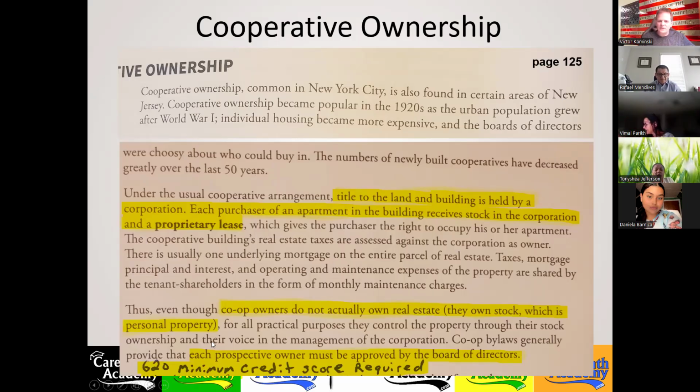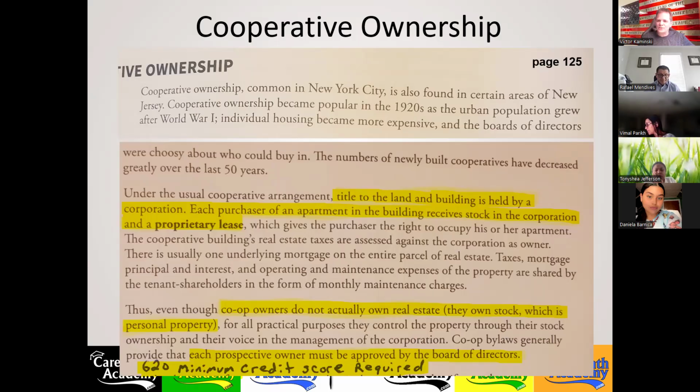Each prospective owner must be approved by the board of directors. Because of that, there's often an interview process, or they may have an application you need to fill out to get approval from the board, because who manages a corporation? The board of directors, right? So this is the time where people start feeling like they're discriminated against because they may be rejected.